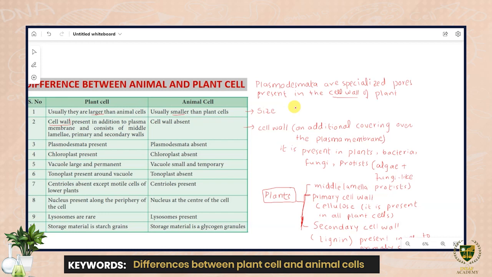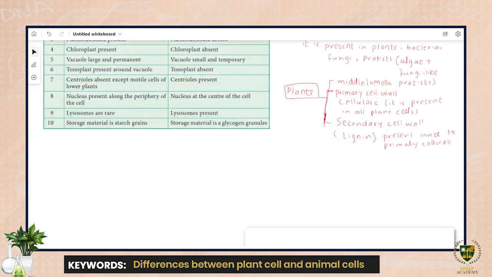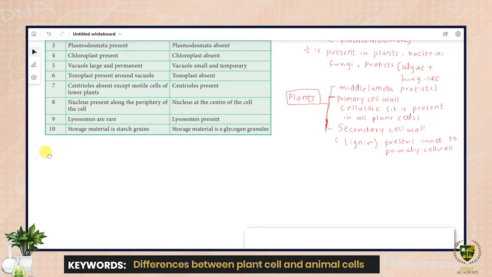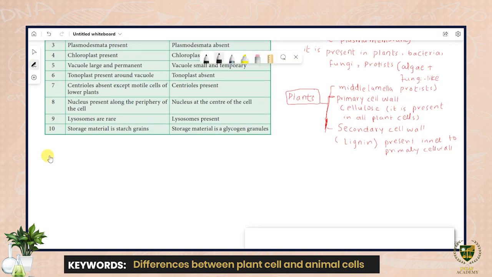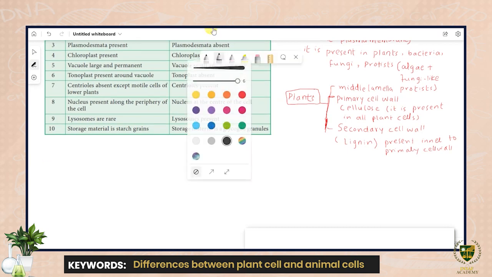Next is the chloroplast. So chloroplasts are the plastids. We can say about the plastids all. So chloroplast is one of the plastids. So dear students, now the fourth point is chloroplast. They are also called the plastids.